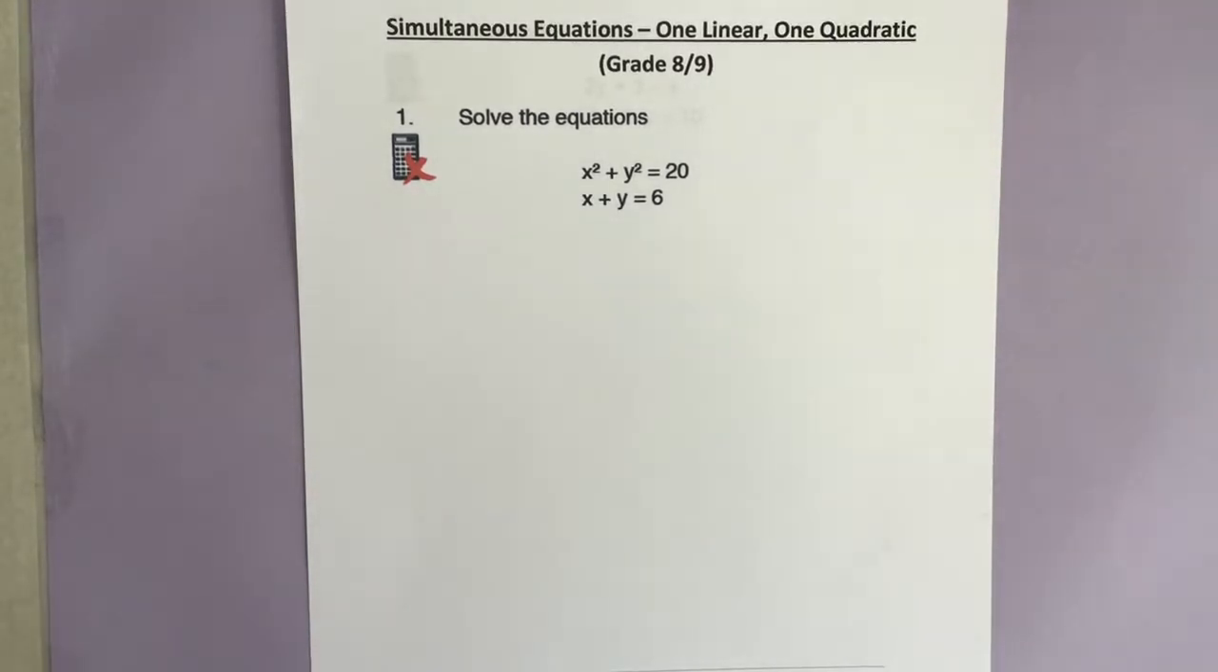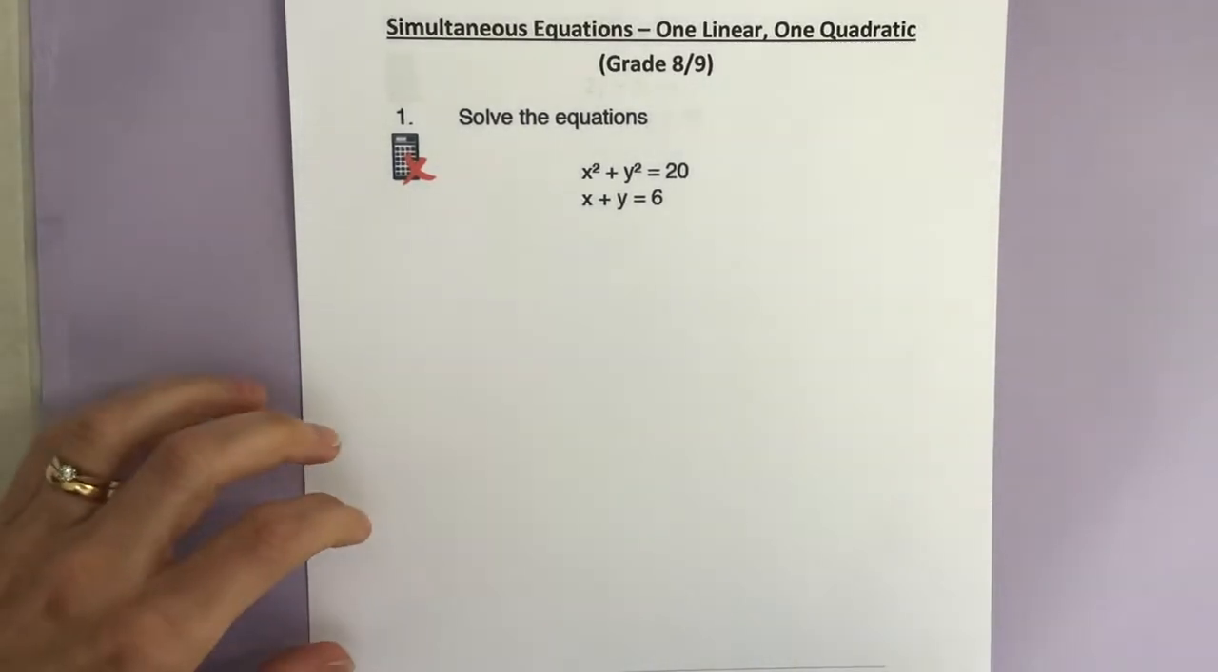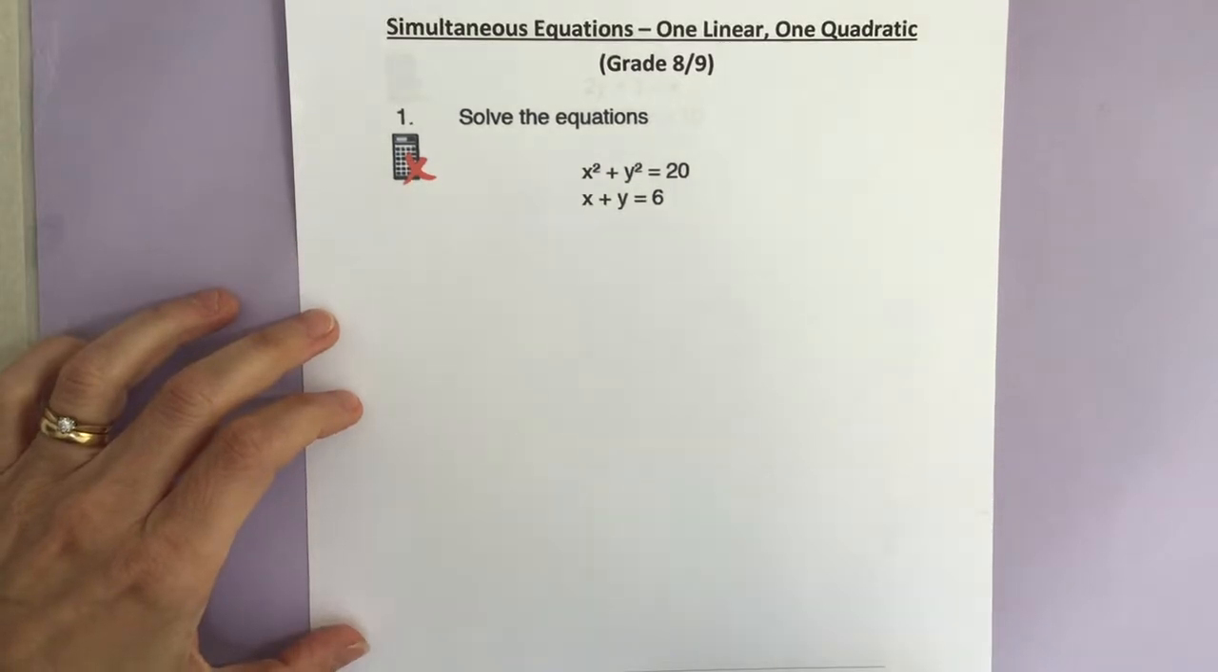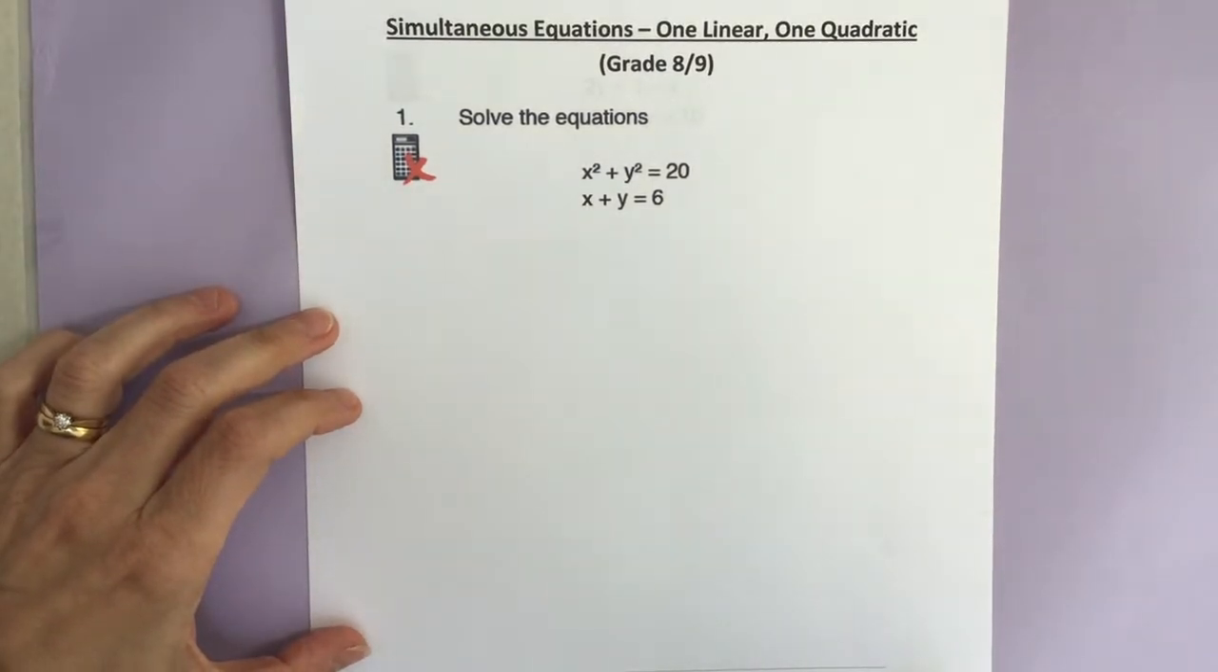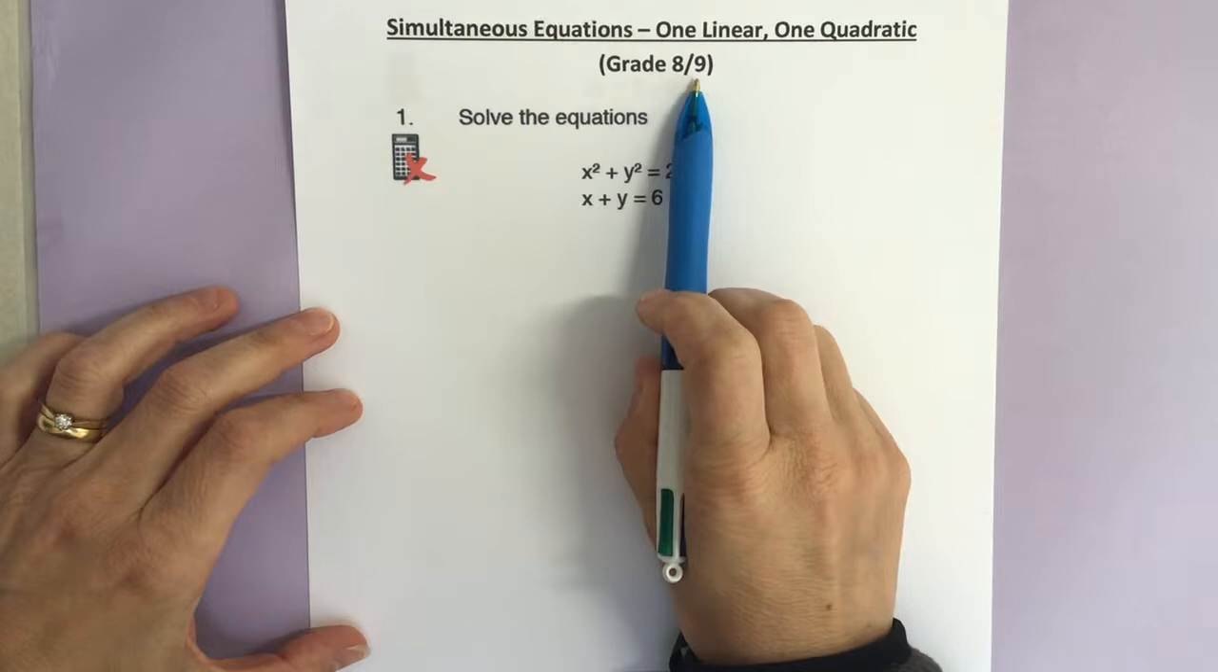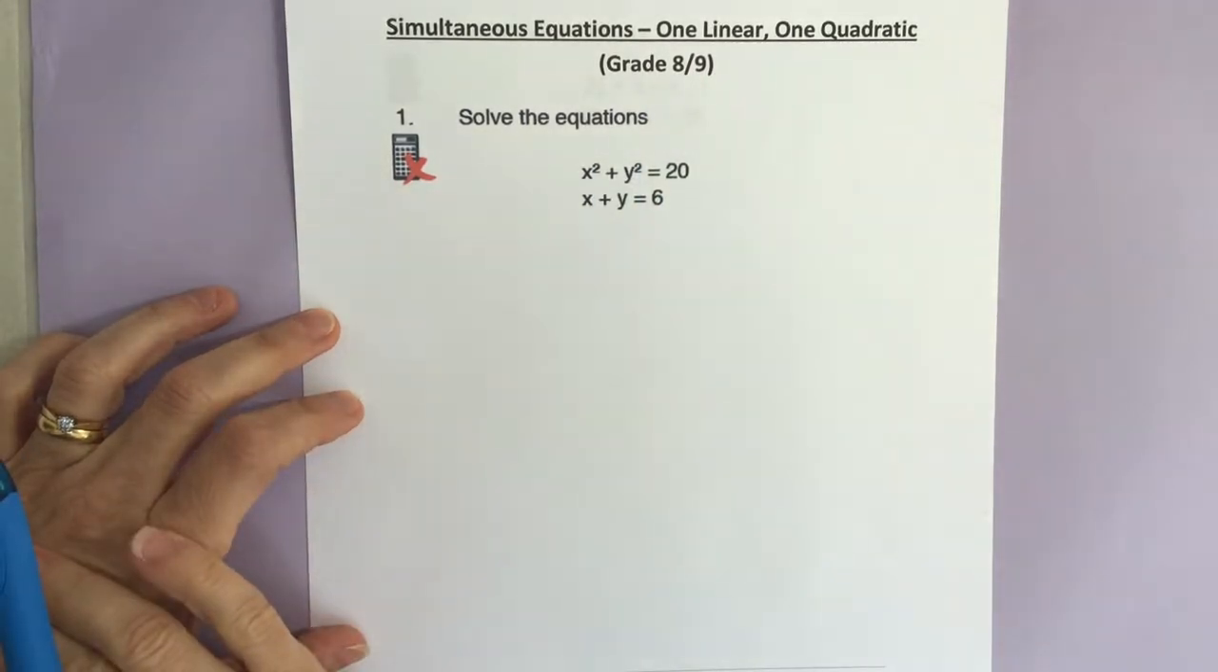Hi everyone, so we're going to move on with simultaneous equations today, and we're going to look at the more difficult simultaneous equations on the higher tier paper. These are grade 8 and 9 questions, so they're quite tricky questions and you need to follow this video step by step. You may need to pause it here and there, and I'd like you to make sure that you get this example and the next example in your notes, please, in full.